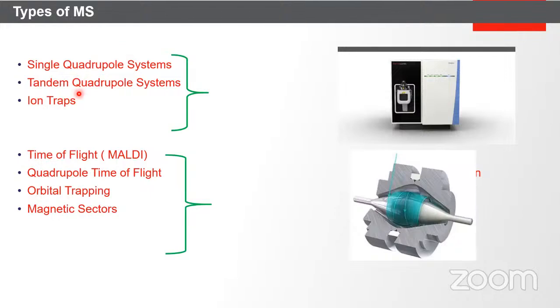If you recall my first schematic, wherein there is a source region, then an analyzer, then a detector, basis the type of analyzer, mass spec can be of multiple types. A mass spec can be a single quadrupole or a tandem quadrupole, also known as a triple quadrupole. Then we have ion traps. This entire category is known as nominal mass. Now there are two kinds of nomenclature you can say, basis the mass accuracy. If you see the upper one on the left hand side, these fall into the nominal mass.